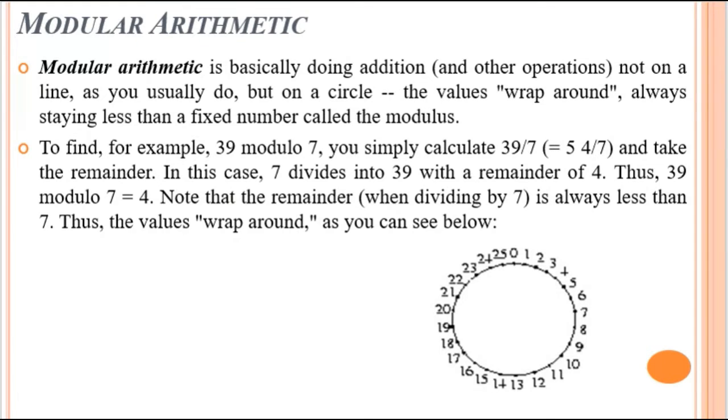For example, 39 mod 7. When we simplify 39 mod 7, we divide 39 by 7. 7 divides 39 five times completely, so 5 is the quotient, and here 4 is the remainder. So 39 mod 7 equals 4. It means the remainder value is considered the modular value, or mod value.